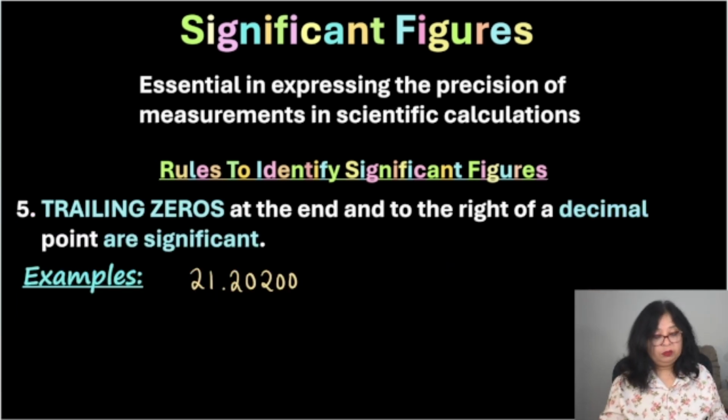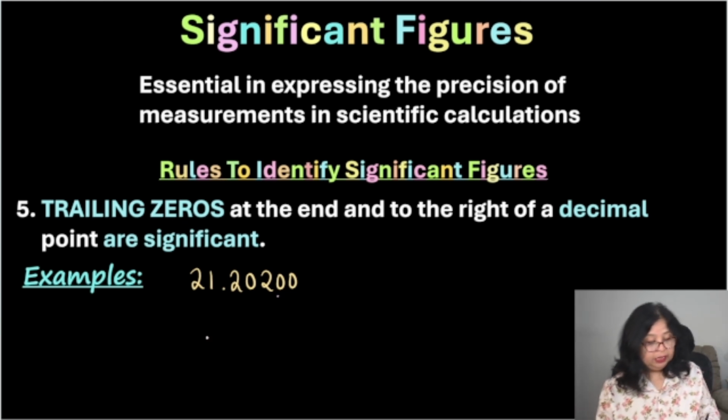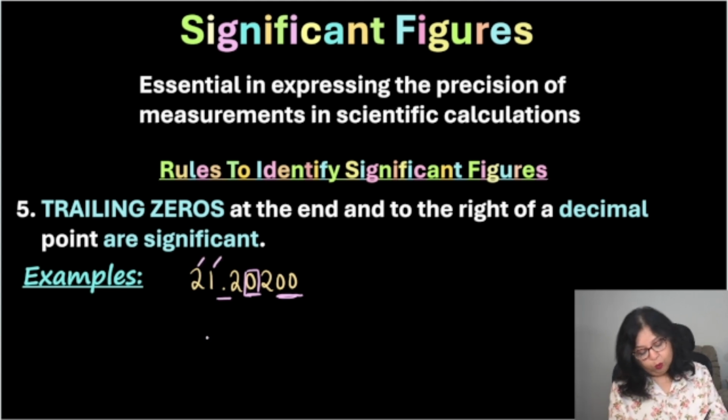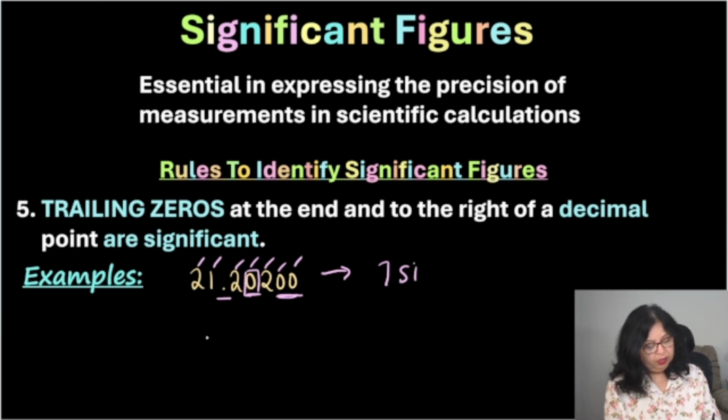Example of trailing zeros. So 21.20200. These zeros, these are trailing zeros and they're to the right of a decimal point. So these zeros are going to be significant. And this zero over here, this is a captive zero, and therefore this zero is also significant. So how many significant digits do we have in this number? 1, 2, 3, 4, 5, 6, 7. 7 significant digits.